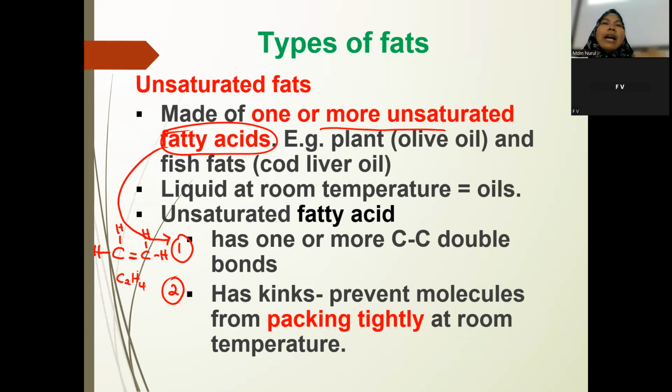Right? So, the hydrogen atom is not maximum. And, lagi satu benda baru. When there is carbon to carbon double bond, apabila ada je double bond, it will form kinks. Kat mana tempat yang ada double bond, dia akan membentuk kinks. Apa maksud kinks? Kinks itu ialah satu bengkokan. Struktur yang membengkok.